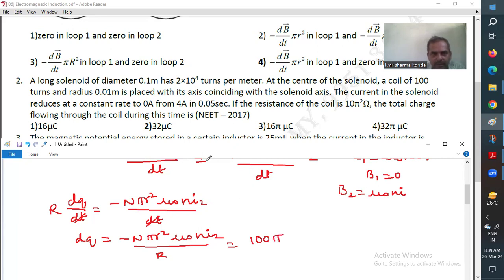Pi, just you continue, right? So this is diameter, and it has these many turns. So therefore, N, the coil which you are placing, is 100 turns. This is for the case of solenoid, number of turns. So pi will continue r square.